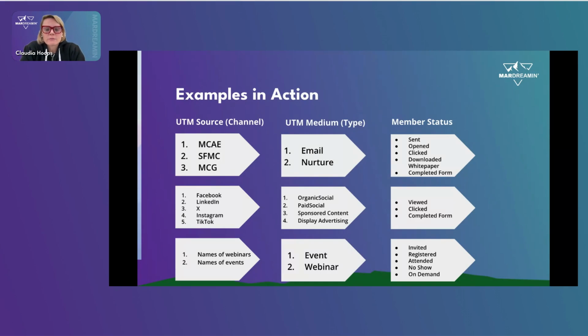So on this slide, I'm showing you a few different examples of combinations between a UTM source, as we said, the lead source or channel, the medium, which is also the campaign type, and then member statuses. For example, if we were to use an email platform like Account Engagement or Marketing Cloud Engagement or Marketing Cloud Growth, we would be using email or nurture as campaign types. And then our member statuses would be sent, opened, clicked, downloaded my paper, or completed form, for example.